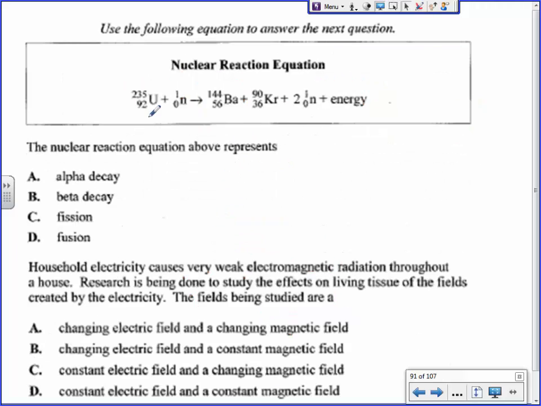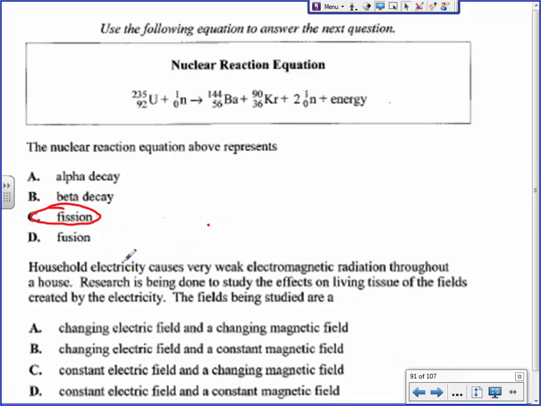Okay, this next one here. The nuclear reaction above, is it alpha, beta, fission, or fusion? Fission. Isn't this what we just talked about today? Take your uranium, add a neutron. Now it skipped the intermediary step, but it's splitting up into two pieces. That's not the same thing as alpha and beta decay, right? Alpha and beta involve just pulling off a small piece of it. This is breaking it up into two big chunks.